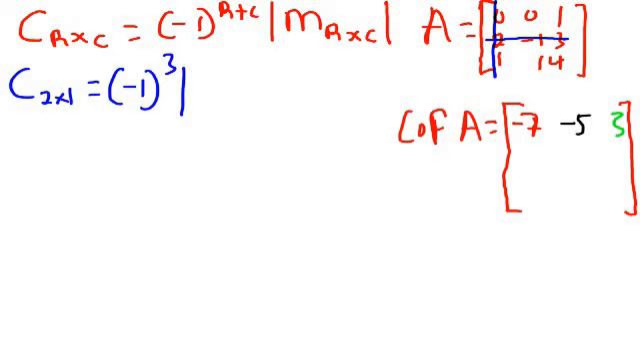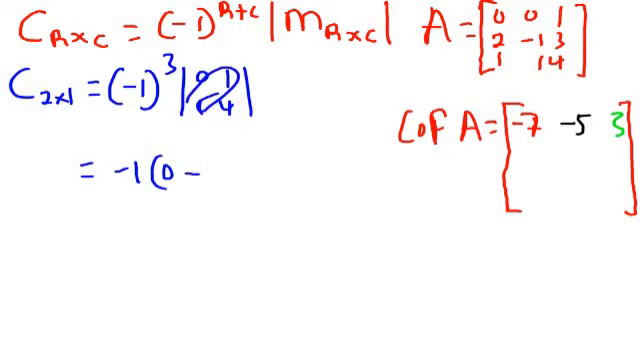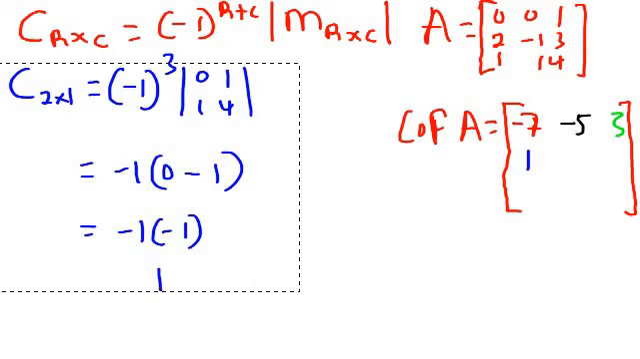Oops, I need to get rid of that first. 0, 1, 1, 4. Simplifying this, we have negative 1 multiplied by 0 times 4, that's 0, minus 1 times 1, that's just 1. So we end up having negative 1 multiplied by negative 1, which will indeed equal 1. Perfect. Now, on to the cofactor of the element in the second row, second column.